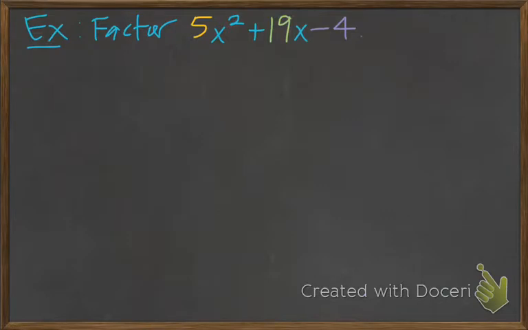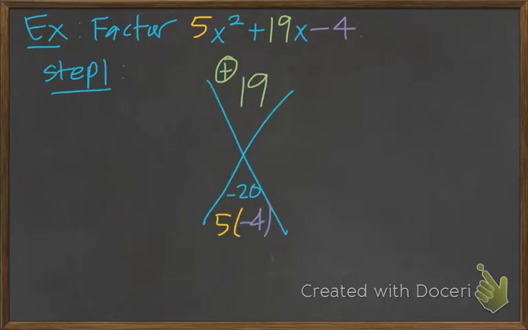All right, let's get in another example here. Example, let's factor 5x squared plus 19x minus 4. Step 1, top is the middle coefficient 19. The bottom is the product of the outer constants, 5 times negative 4, which is negative 20. We look for factors of 20 that, in this case, have a difference of 19.